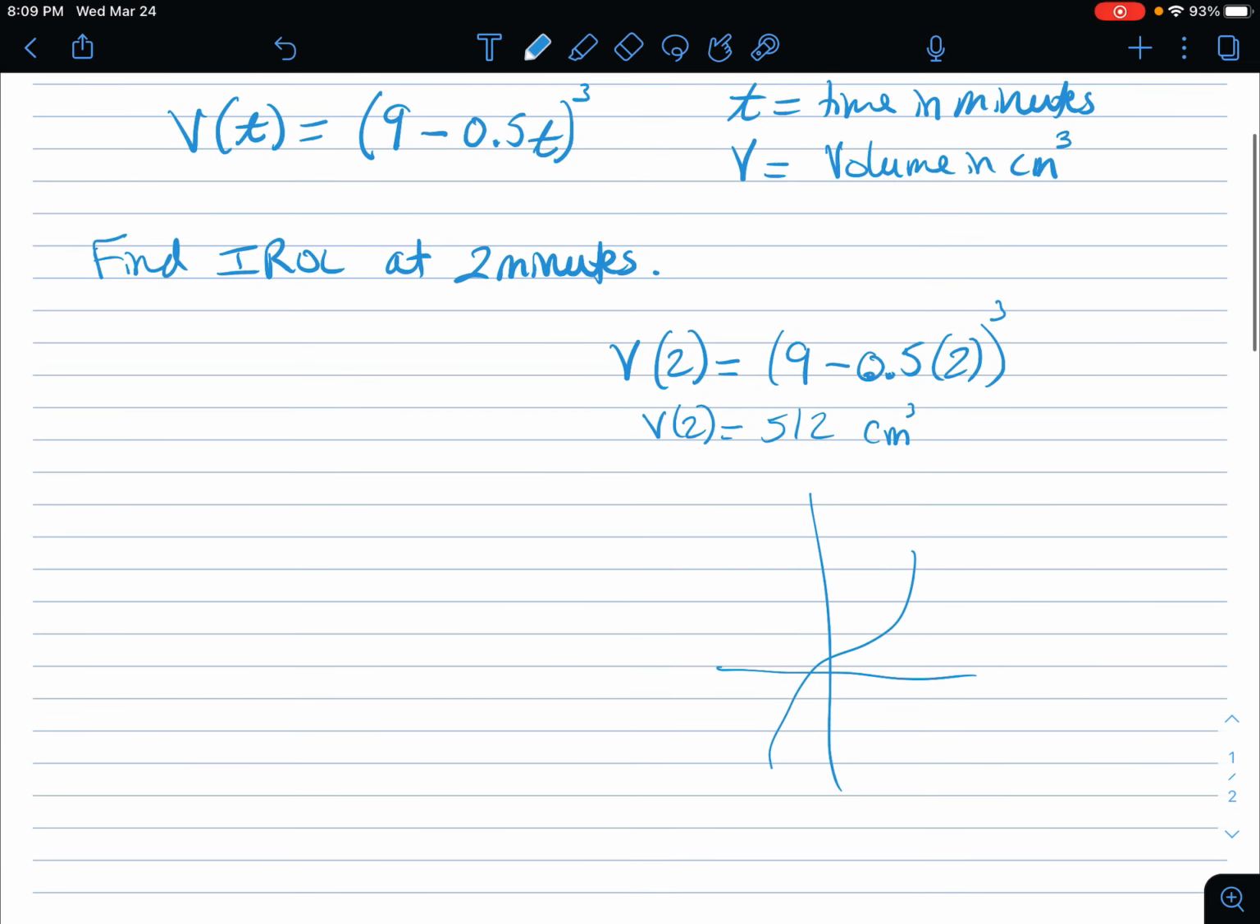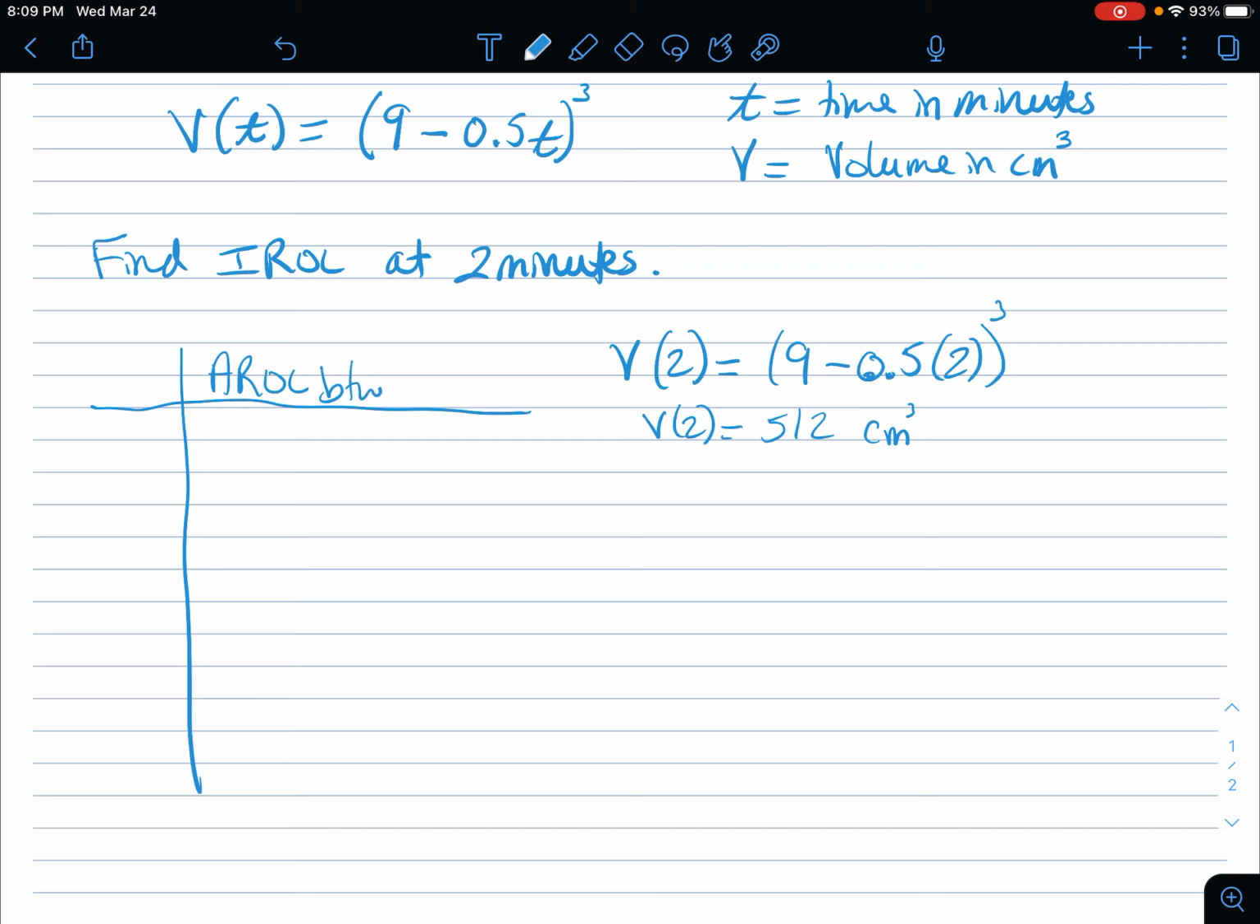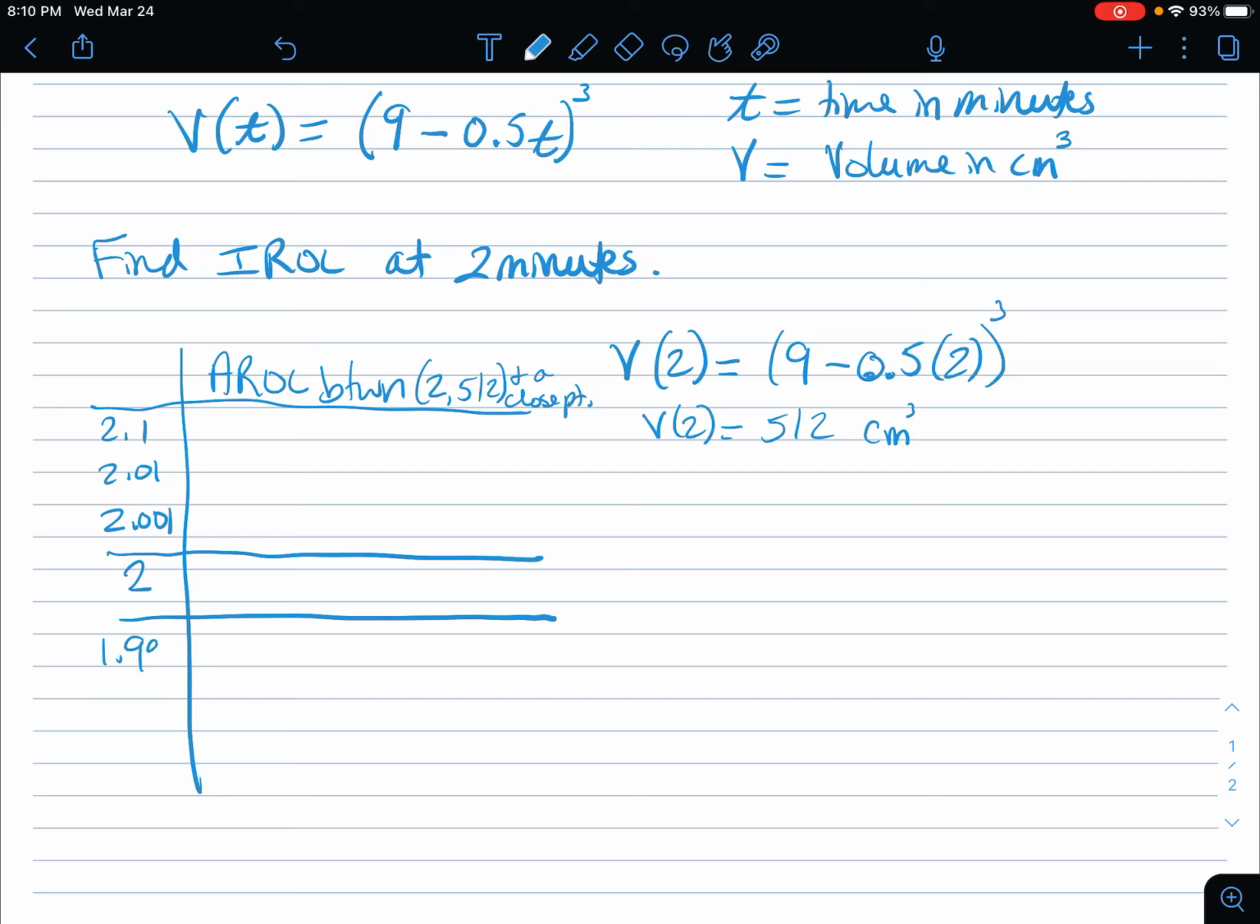Let's go ahead and start drawing in our table. We have the average rate of change between 2, 512 and a close point. We're going to put that 2 minutes right in the middle here. And we have 2.1, 2.01, 2.001, and 1.999, 1.99, and 1.9.